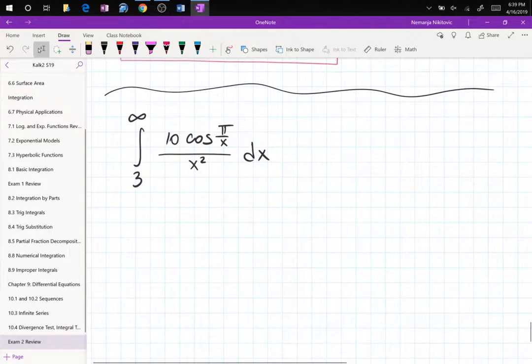I can make this problem much worse by replacing one number. What should I replace and make this much worse? 3. Replace 3 with what? With 0, exactly. Replace 3 with 0. Now it's both of them. Yes! Now this is type 1 and type 2. Because it's type 2 at 0, there's a vertical asymptote, and it's type 1 because of the infinity on the top. What do we do now?